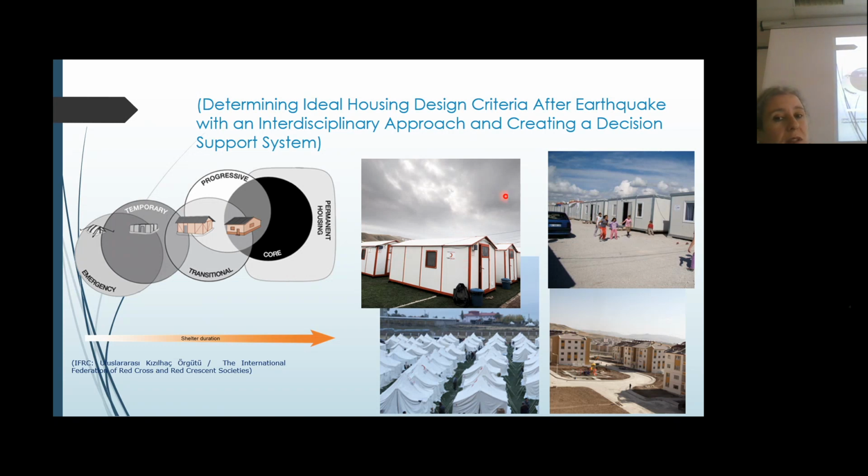So these are photos from one earthquake. They sent summer tents in the winter time. They didn't consider the weather conditions, and then they tried to build temporary housing in the cities, and then the permanent ones. So in Turkey, we have a problem. If you are in a village and you have a permanent house like that, it means that you cannot feed, for instance, your animals, etc.